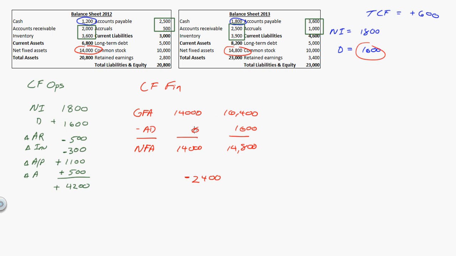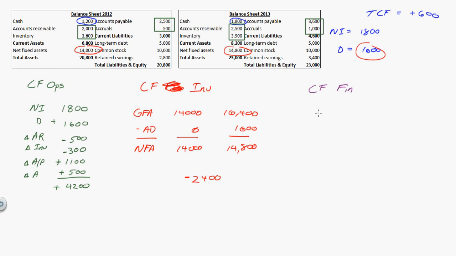Now I don't care if you don't believe me about putting a 0 here. All I'm looking at is a change in this number and this number, right? So put in anything for accumulated depreciation for the first year, 2012, and the next year it's going to increase by $1,600, and it will work out every time to be that $2,400 number. And that's not cash flow from financing at all. It's cash flow from investing. Sorry, cash flow from investing. Cash flow from financing over here.